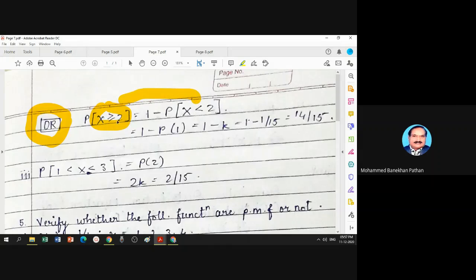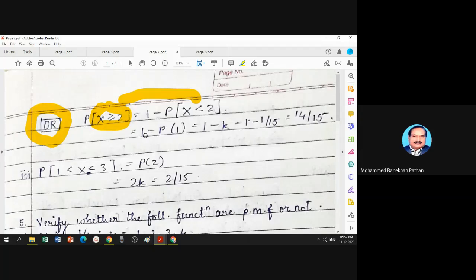X greater, so it is less. Here equal, so complement not equal. If I go from this to this, it is a complement of x less than 2. Now x less than 2, I have only one number, that is probability x equal to 1. So 1 minus probability 1 is k. So 1 minus 1 by 15 is 14 by 15.